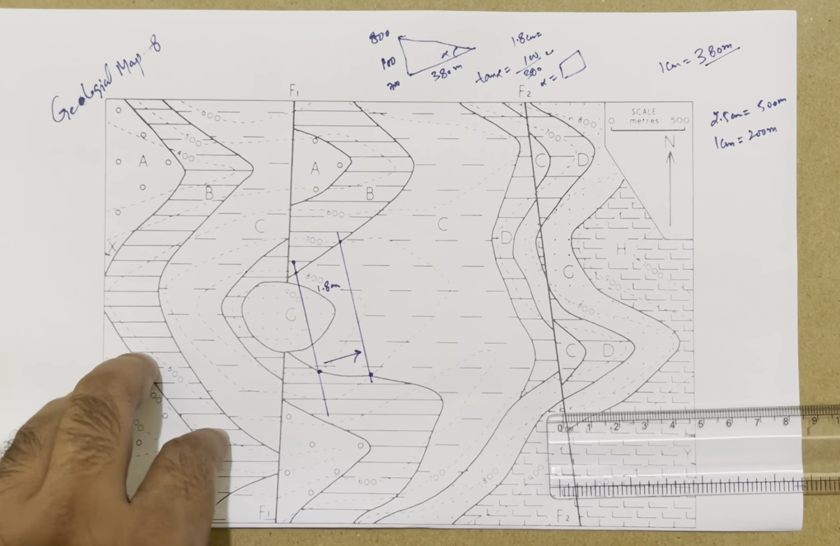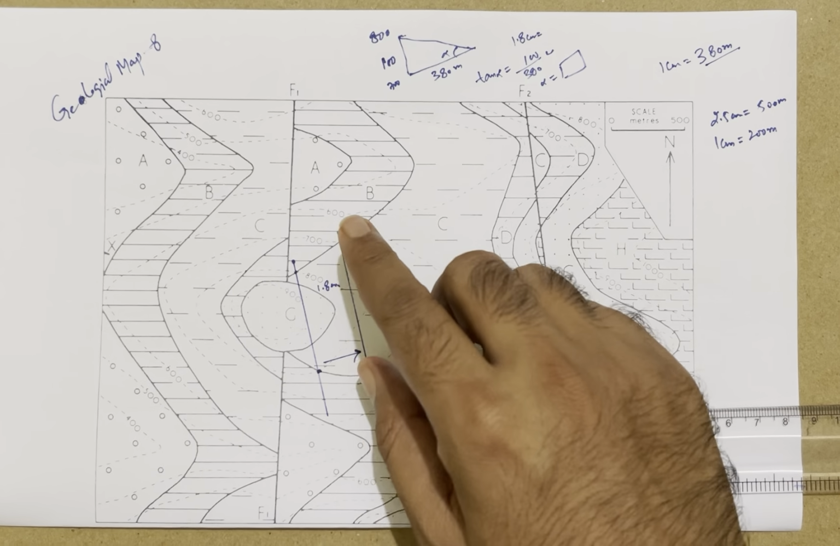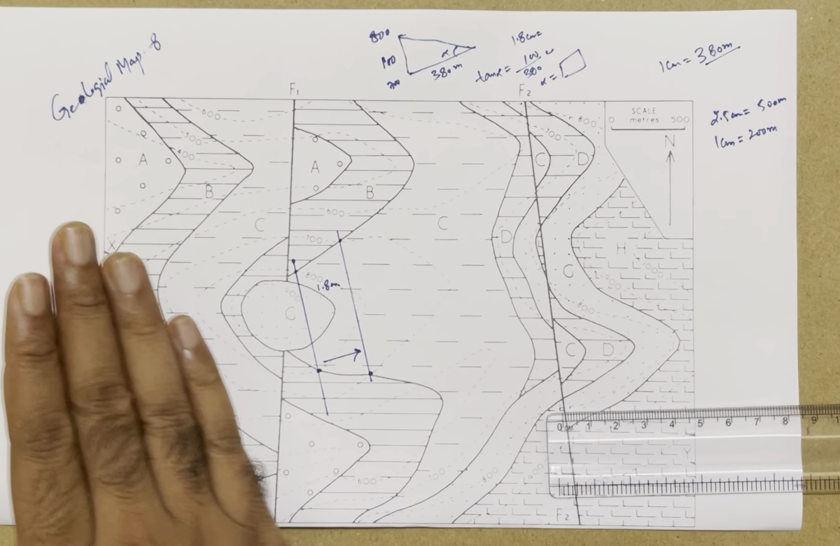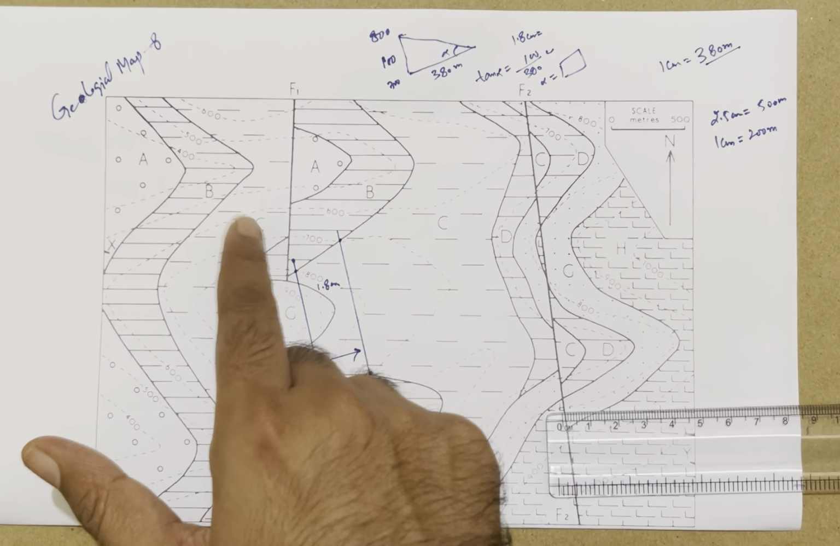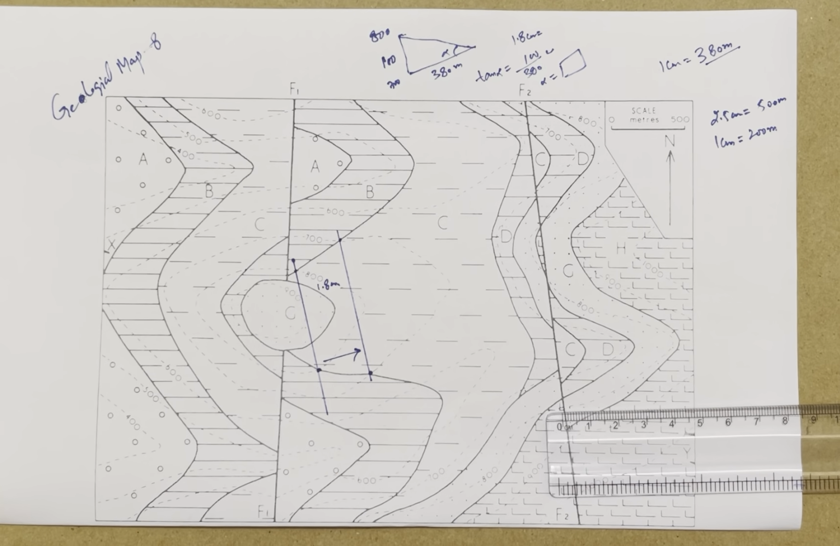I'm unable to find any other place, so it means all the strata A, B, C are dipping with the same amount. There is no variation in the data.